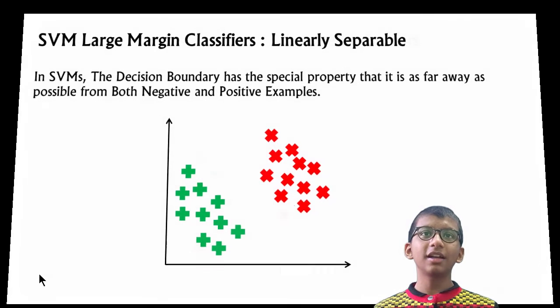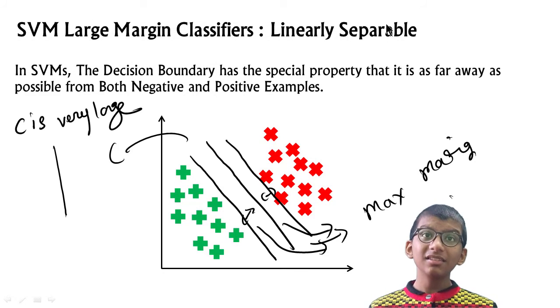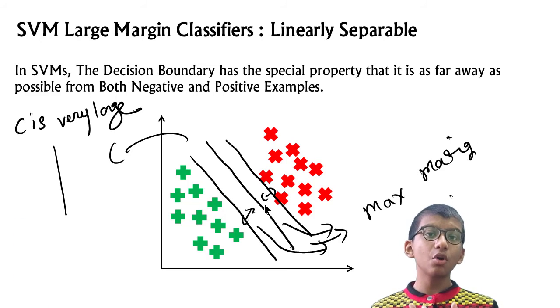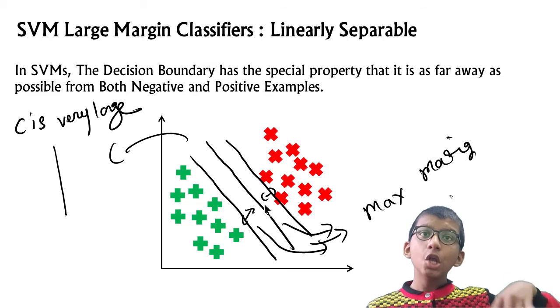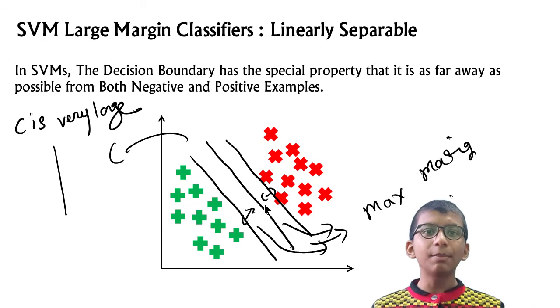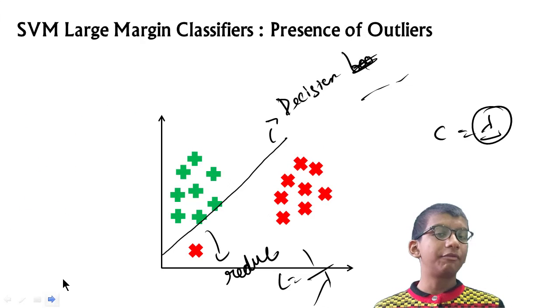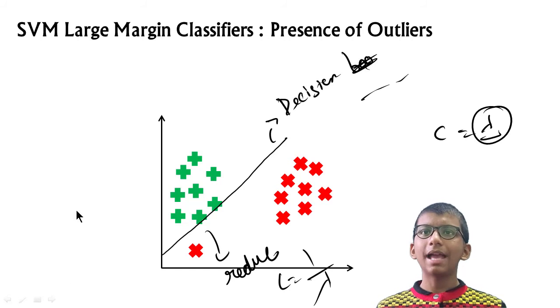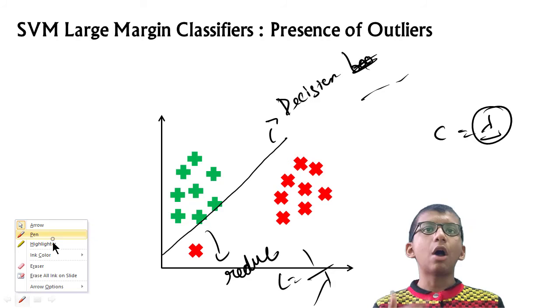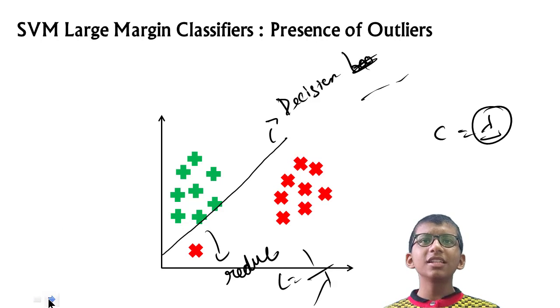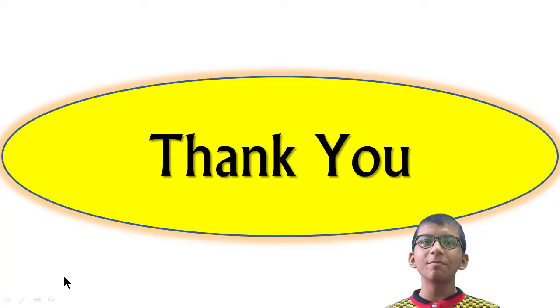Again, I'm recapitulating this. This is linearly separable, and this is called the margin, and the support vector machine always wants to increase that margin so that it can separate out positive and negative examples. And in the presence of outliers, if you reduce C, then it will perform well and tackle the outliers.